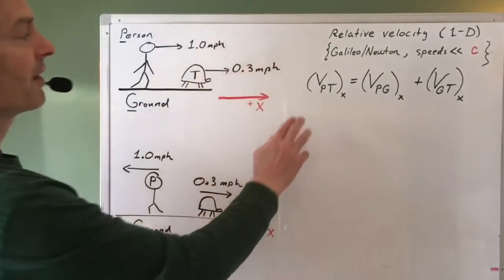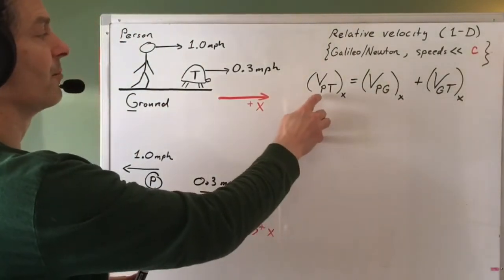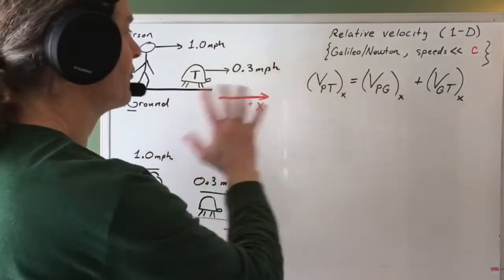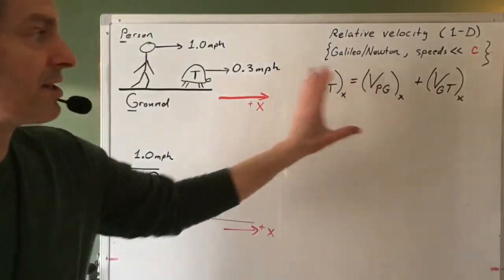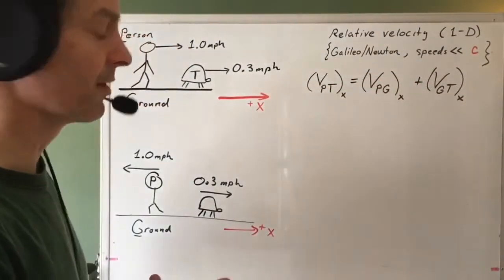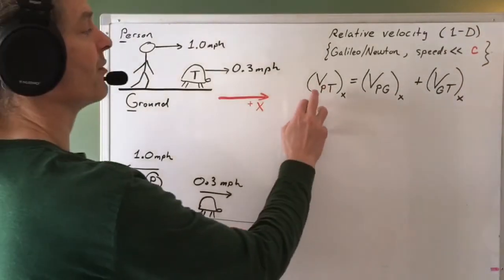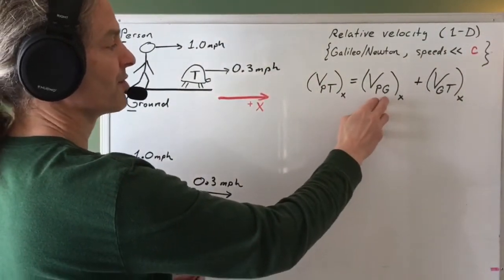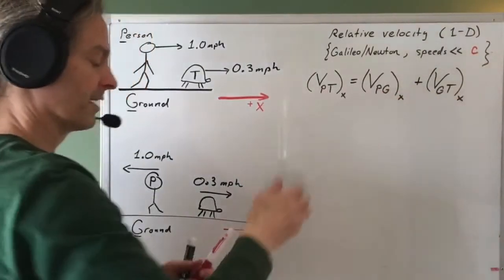All right. The second thing is there's a very organized way of matching these subscripts. So here I've got P for person, T for turtle, and G for ground. And this formula will relate any three things, the velocities of any three things relative to each other. There's a very systematic way it does that. So if I want the velocity of the person relative to the turtle, I want the velocity of the person relative to the ground plus the velocity of the ground relative to the turtle, all x components.